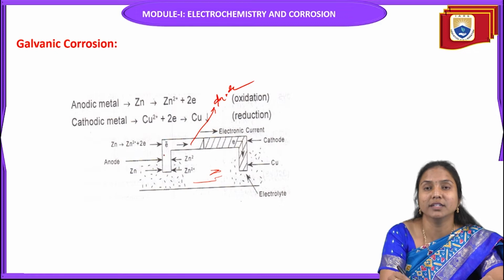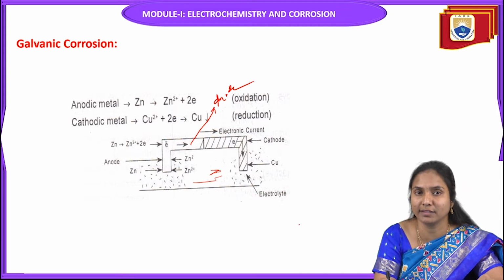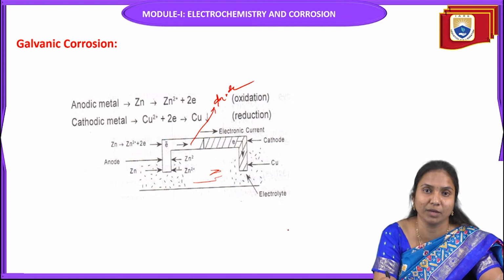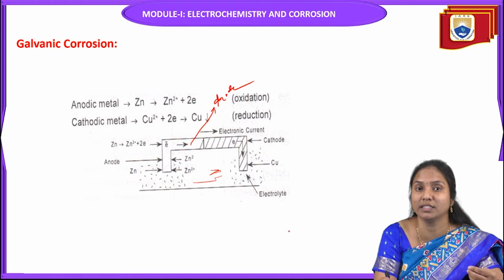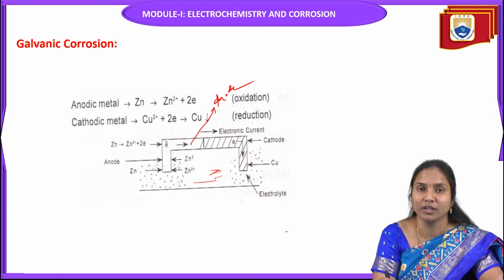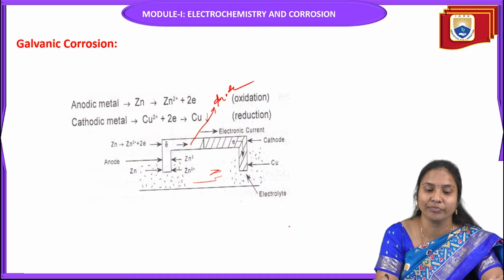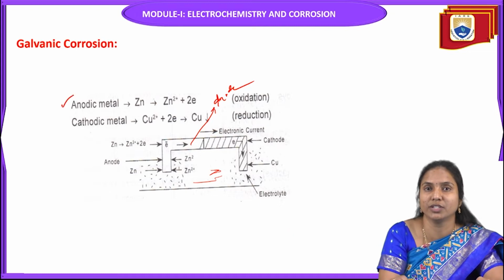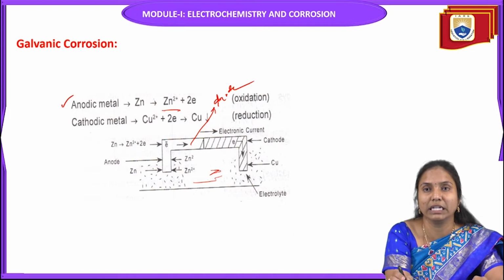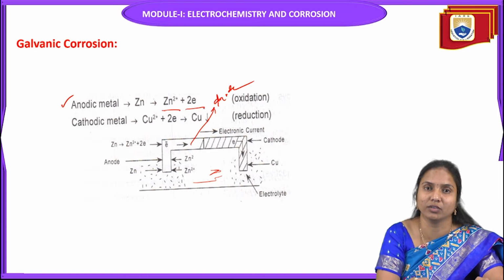So in this case, zinc acts as anode, copper acts as cathode, because zinc is present at a higher position in the electrochemical series. So that metal easily undergoes corrosion. That metal acts as anode because corrosion is always concentrated at the anodic area only. So zinc undergoes oxidation; it gives zinc metal ions and loses 2 electrons.